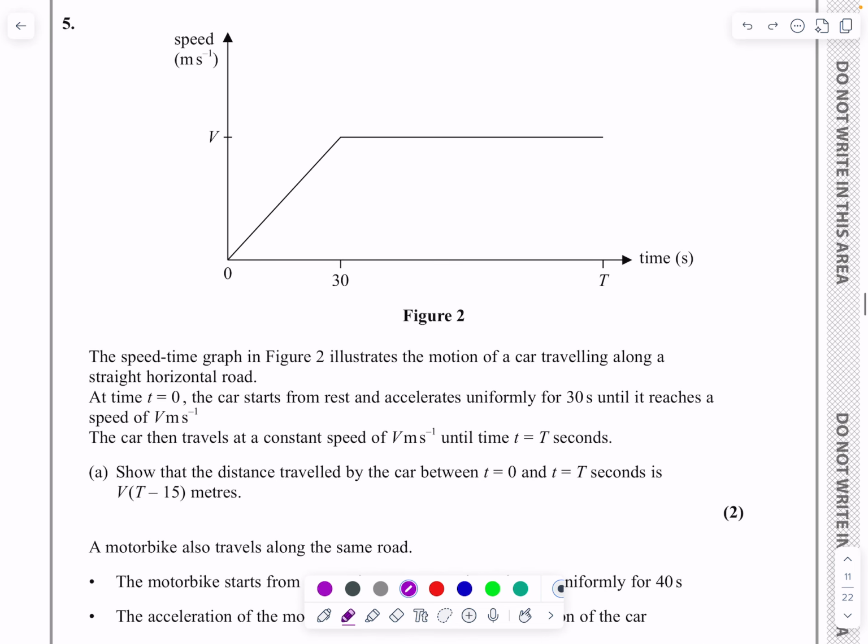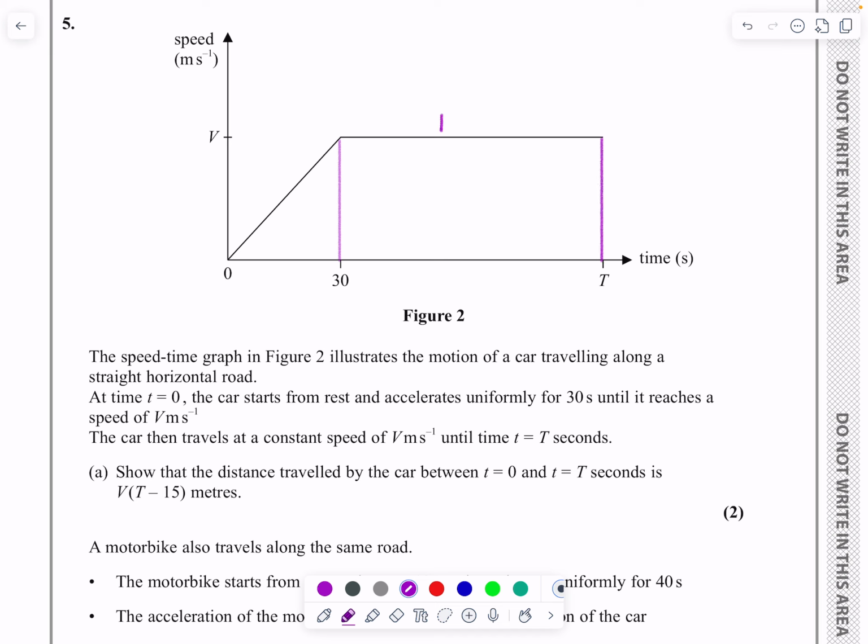Okay, part A. Part A is not too bad. It says, show the distance travelled by the car between t equals 0 and t equals t is v t minus 15. What we've got is that the car starts from rest, it accelerates uniformly up to 30 seconds, reaches that speed of v, and then just travels at that speed for the rest of the time. So if I want to work out the distance travelled, we know the distance travelled is just given by the area under the graph. So all I need to do, put that line in here and that line in here, is I've got this trapezium here.